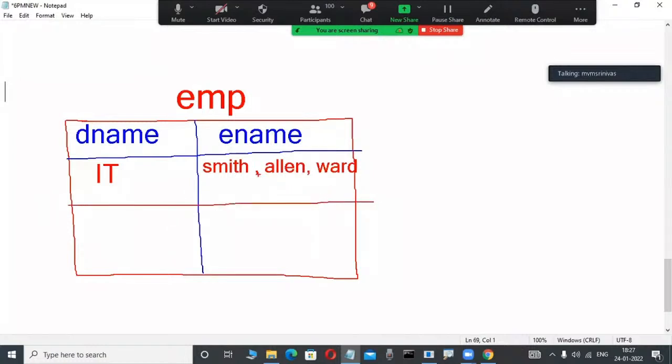I am representing that three employees are working in this IT department, and that is why I represent the data in this format. IT is a department, and in that department Smith, Allen, and Ward are working. Again, another department is there. What is the department? The HR department. For example, in the HR department, one employee is working.